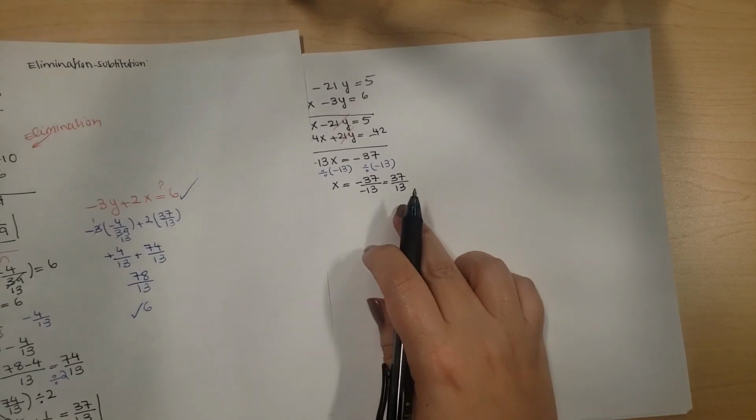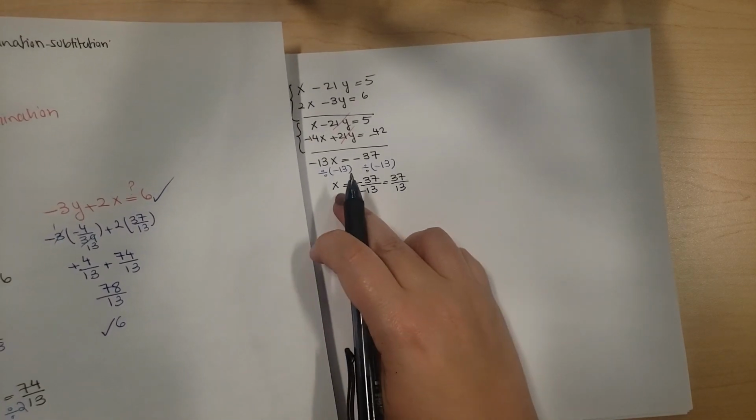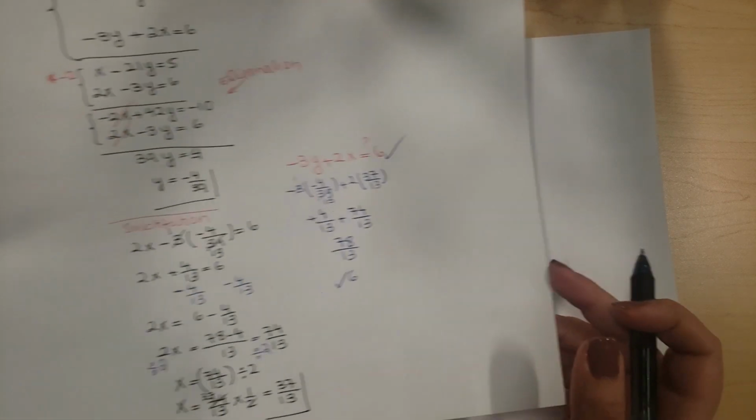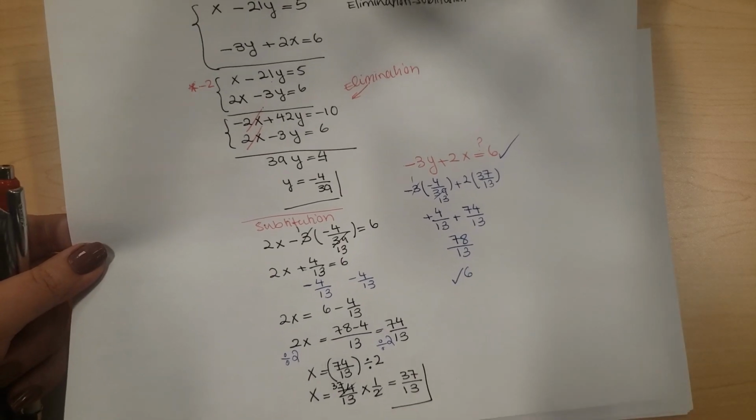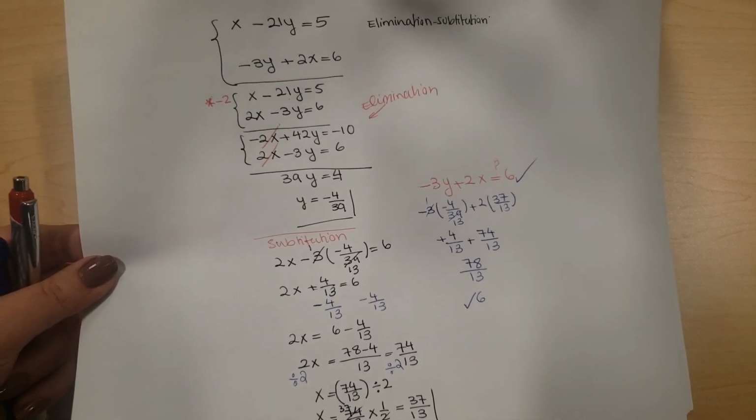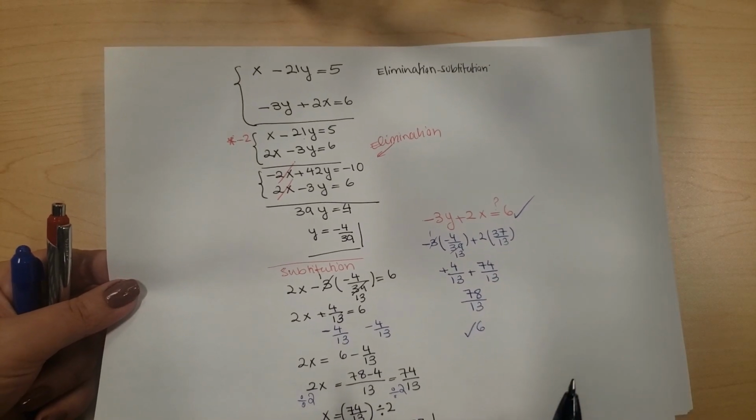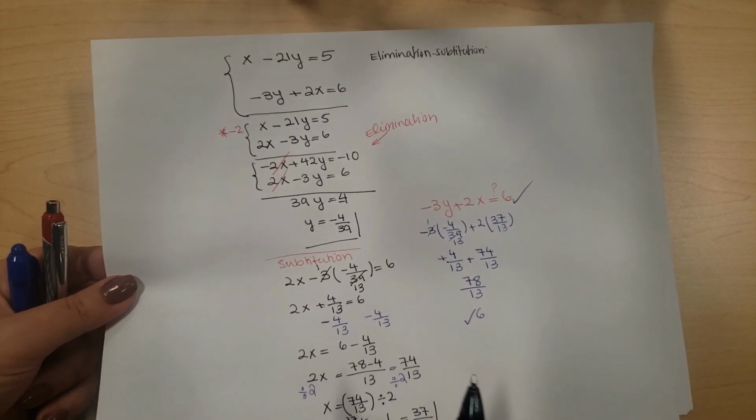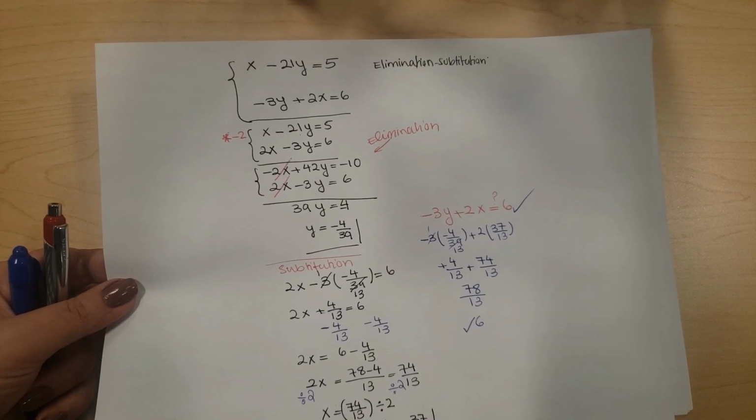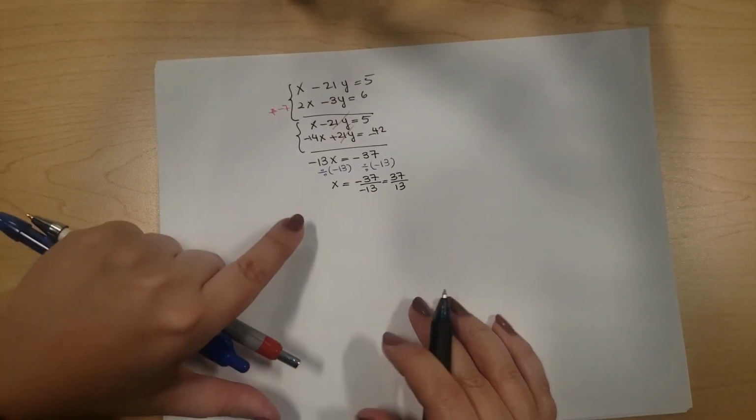Let me check my answer. Yes, x is 37 over 13, the same. No matter which variable you decide to eliminate first, the answers would be exactly the same. Okay, so now let's proceed.